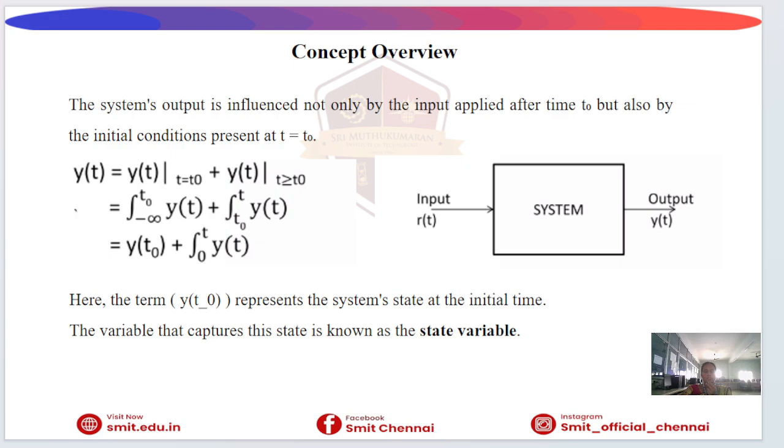Concept overview. The output of a system depends on the current input and initial conditions. The initial conditions are present at t equal to t naught. Here the variables that describe the condition of the system at a particular instant are called the state variables.